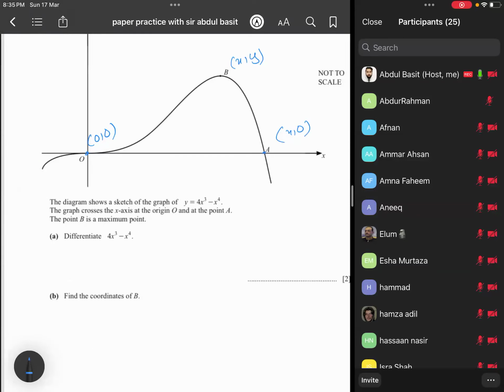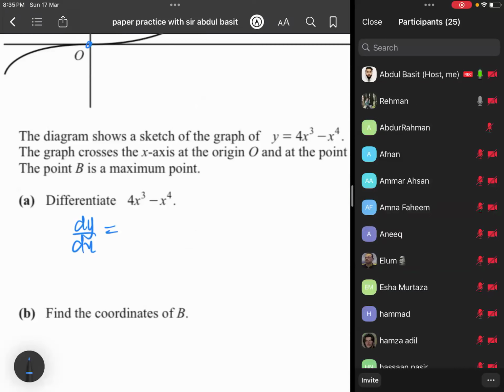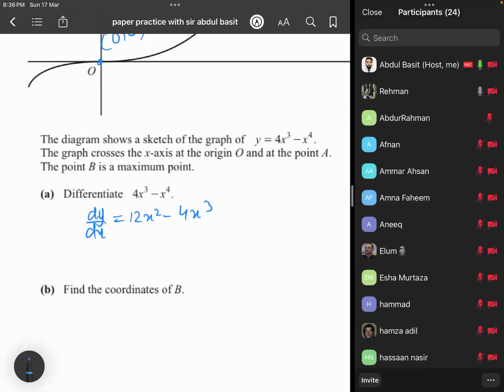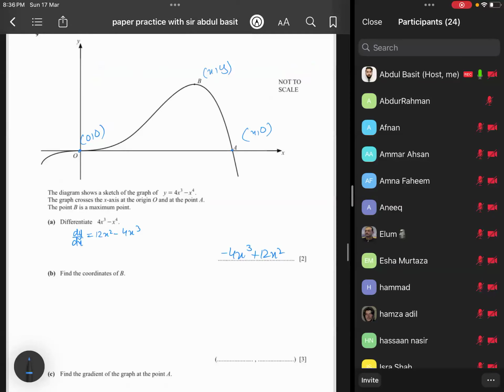Okay, differentiate first. So take the derivative dy by dx. So that would be 4 threes are 12, 12x square, minus 4x cube. So that is the derivative. So write this thing this way. Arrange करके लिखो. Minus 4x cube plus 12x square. Find the coordinates of B.